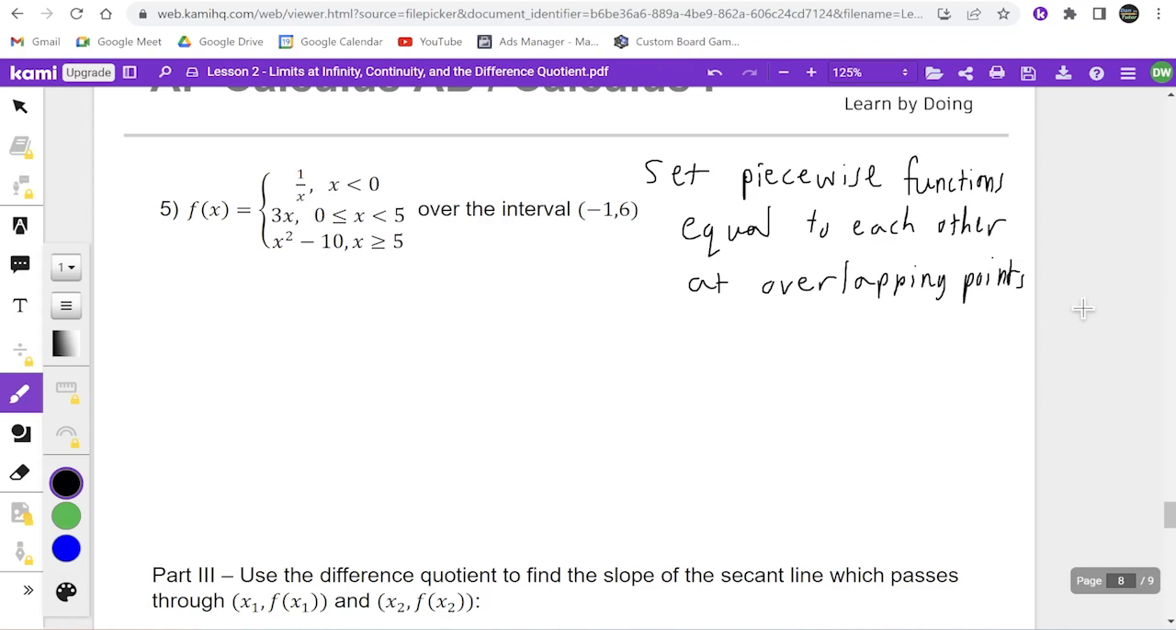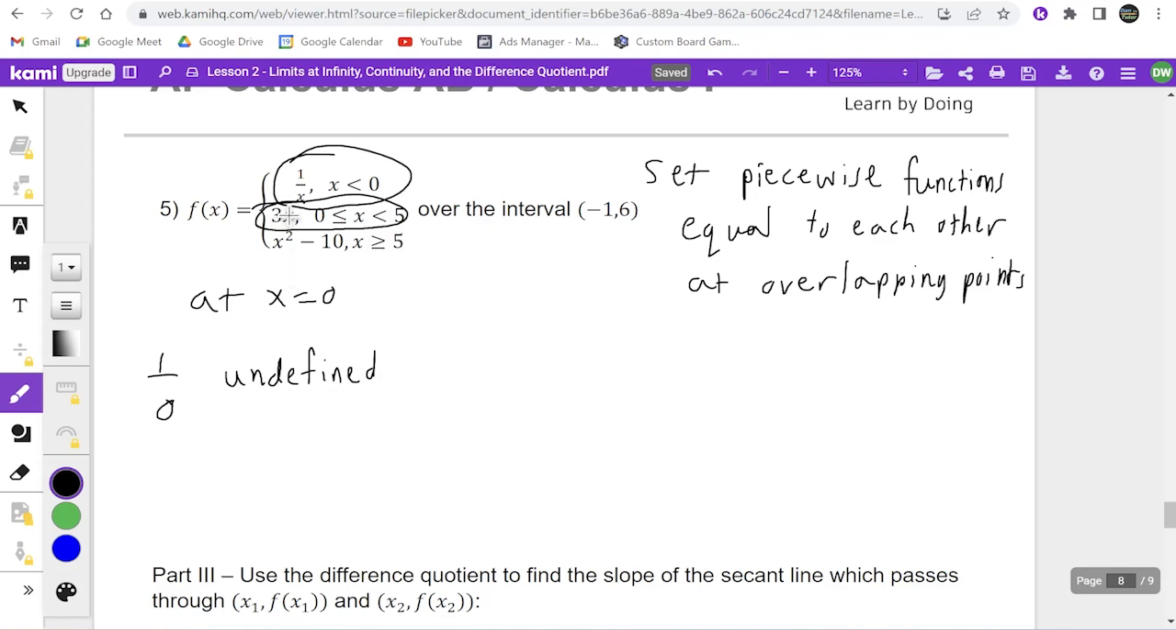What does this mean? It basically means look at 2 functions that overlap. Like for instance, 1 over x and 3x. They overlap at x equals 0. So at x equals 0, I want to see if the 2 functions are equal to each other. First I'm going to check 1 over x, which if I plug in 0, that's a problem. You can't have 1 over 0. That's undefined, not indeterminate, which is not good. So basically that means it's definitely not continuous at 0.